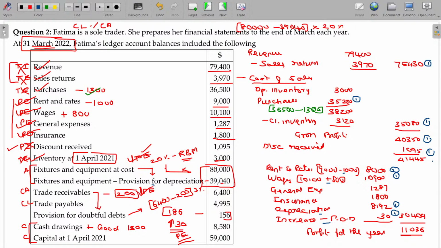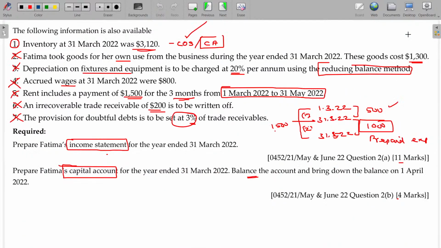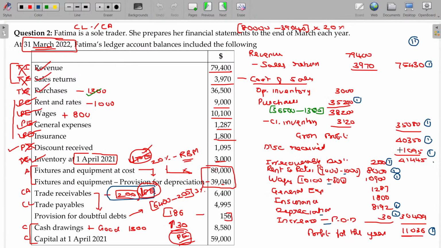Here is trade receivable. One more expense is there. I missed this. What is that? Irrecoverable debt. Irrecoverable debt already I posted. This is 200 rupees. This is also calculated. So for this you will get another 1 mark. For the final answer 1 mark. So 1, 2, 3, 4, 5, 6, 7, 8, 9, 10, 11. 11 marks. This question carries 11 marks. See how the mark is allotted. You need to know. Should be very careful to score each and every mark correctly.